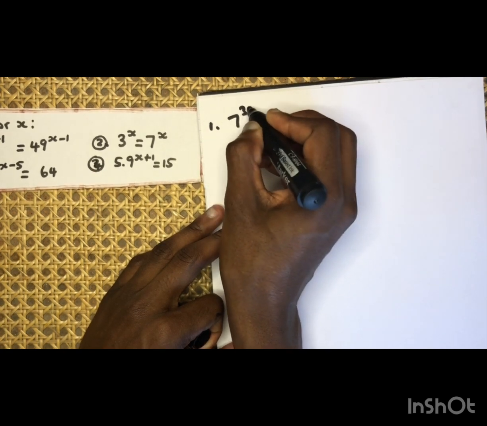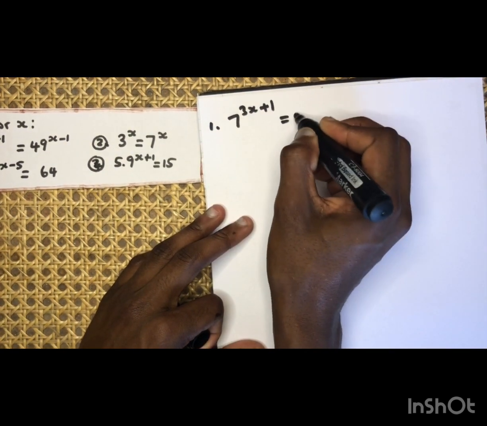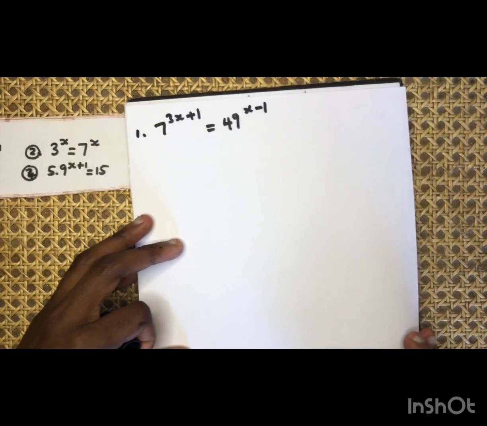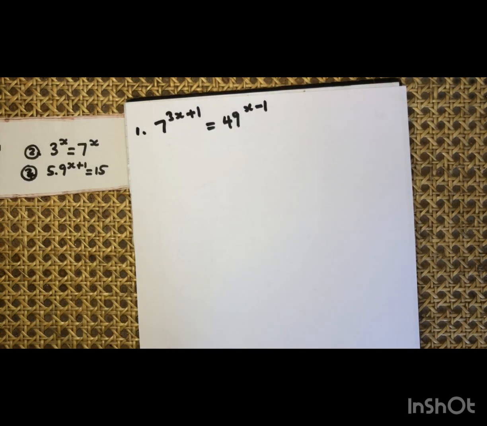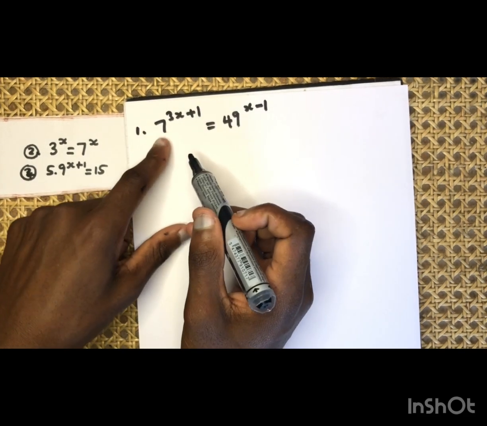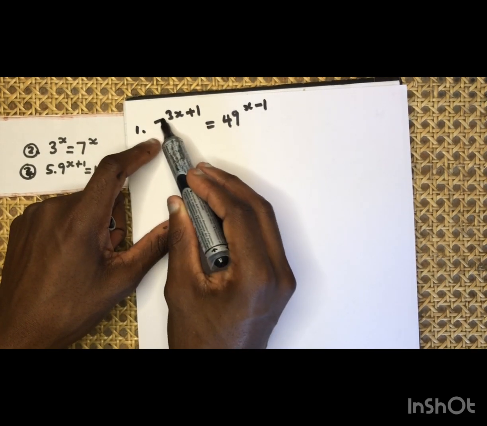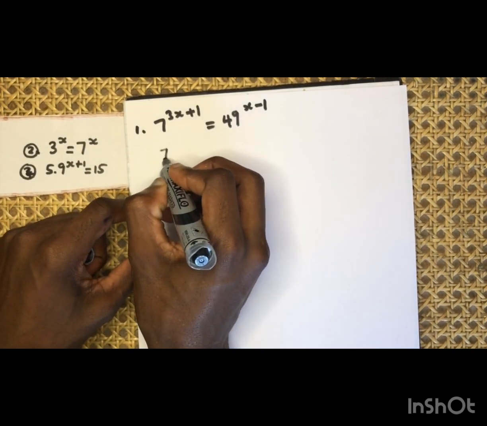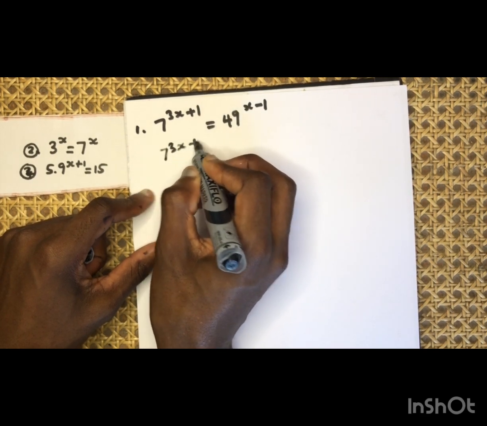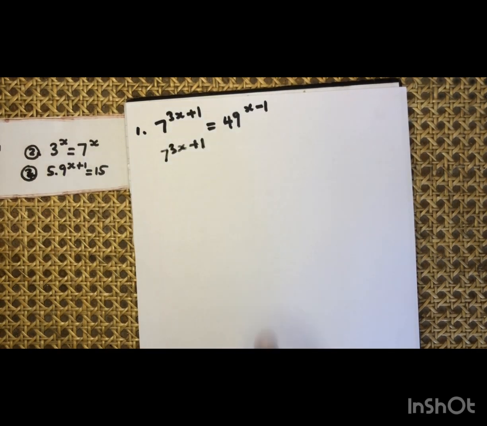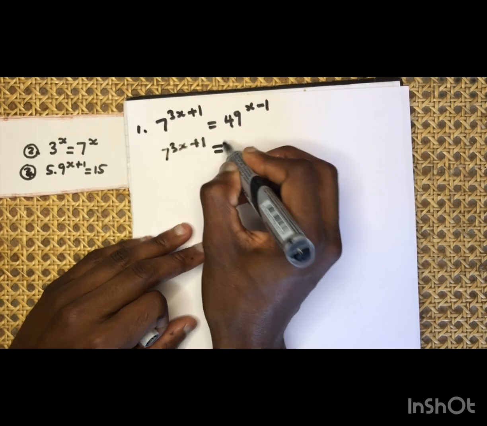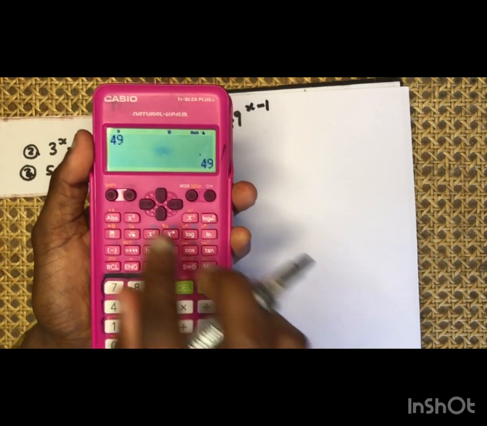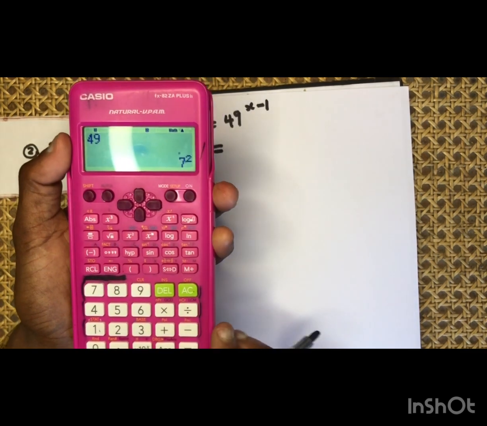We have 7 to the power 3x plus 1 equals 49 to the power x minus 1. The aim here is to make the bases the same. 7 is already a prime base, so we are not stressing about 7. The aim is to change 49. So here I'm going to have 7 to the power 3x plus 1 again. I have to change that 49 to a prime base. How do I know the prime base of 49? It's simple. You press 49, then equals, then shift, then fact. It's 7 to the power 2.